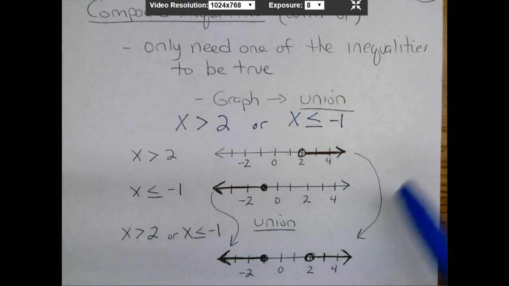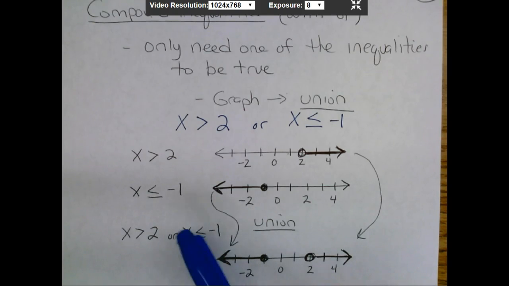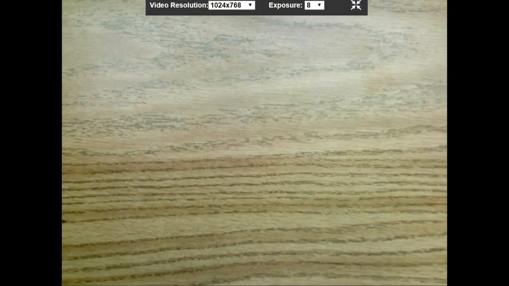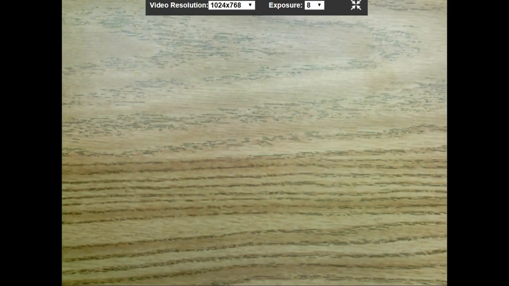So we have x is greater than 2 right here. Then we have x is less than or equal to negative 1 right here. And then that's our final answer. It's called the union. Okay. We'll keep going. Let's look at an example of one of these problems.